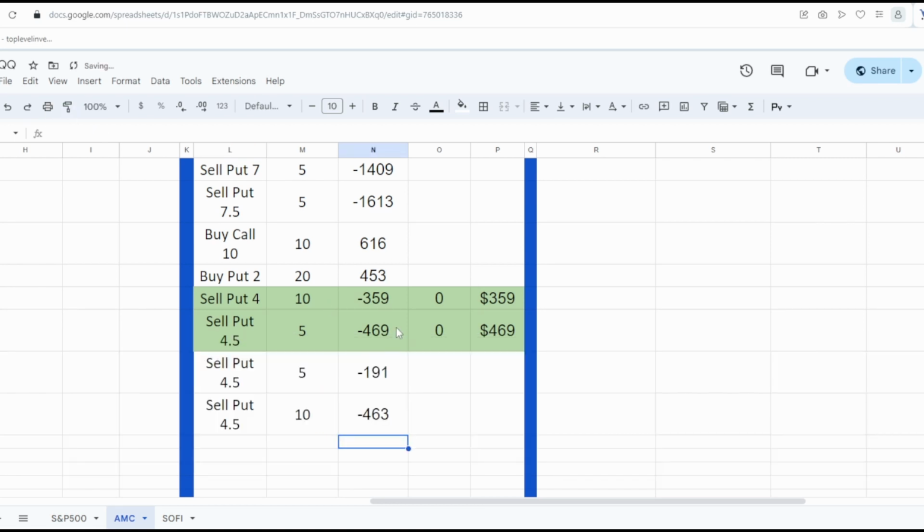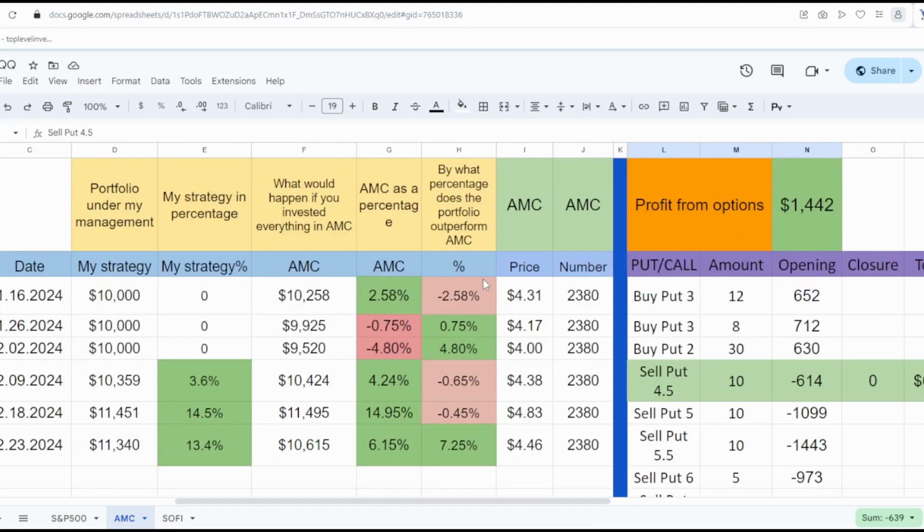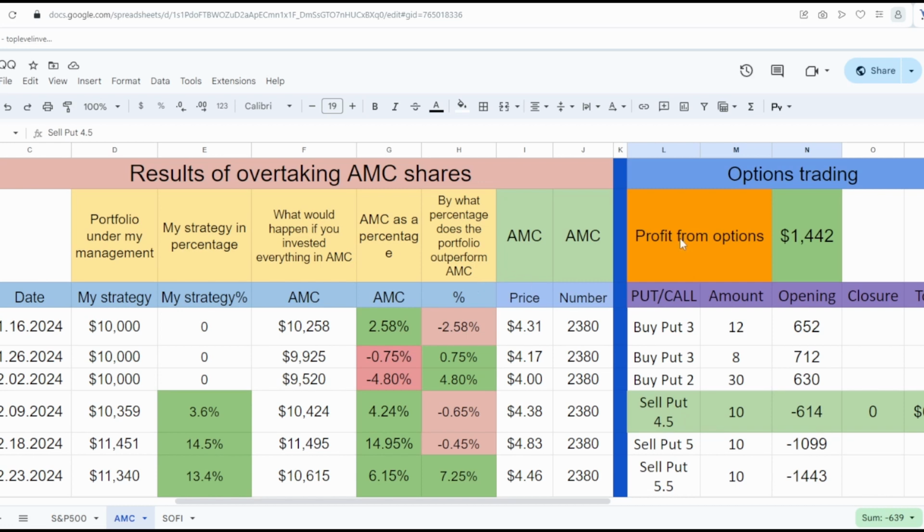Also, I sold 10 more just for the next week with the same strike at $4.5. And for this, I was paid $47 per option. Don't forget about the $7 commission. So if AMC doesn't drop to this value, I will again take this money for myself.